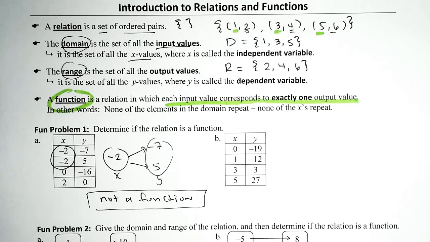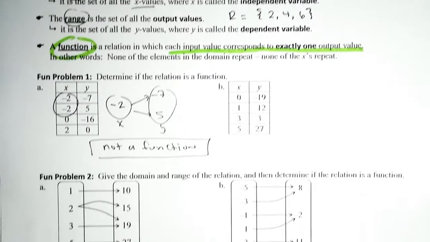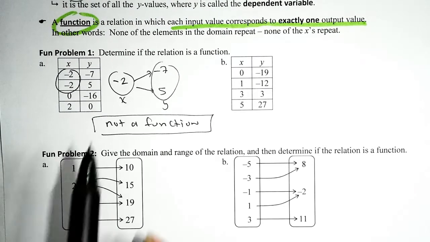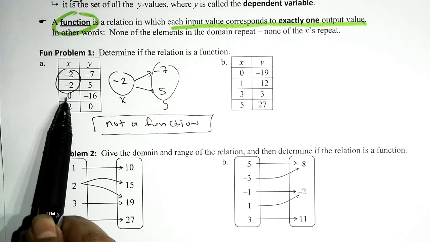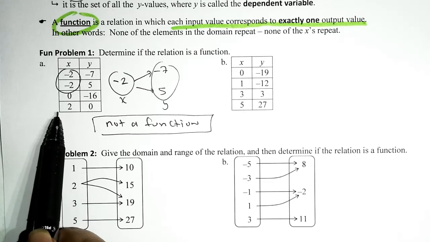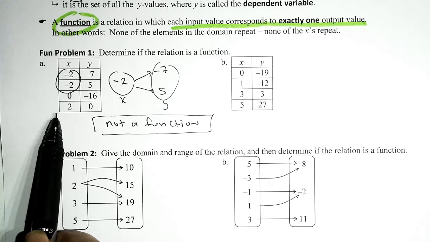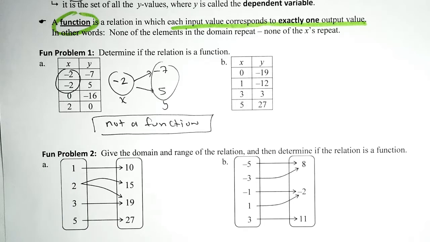Fantastic. Miss Torres, oh, I'm not supposed to say my name because I'm supposed to keep my identity a secret. Too late. Okay. Miss Torres, how come we didn't look at the rest of the elements? Because I didn't have to. Once you realize that a relation is not a function, there's no need to investigate the rest of the elements.